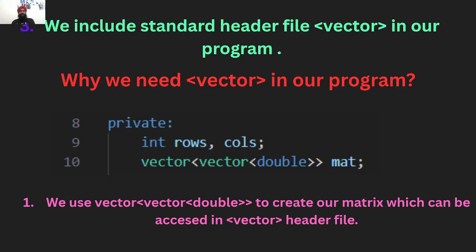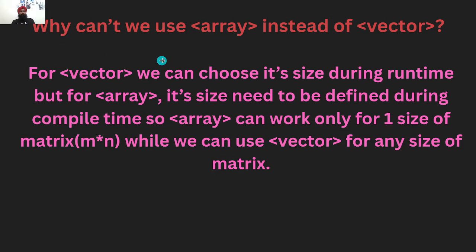Why can't we use an array? So the thing is, for vector, we can choose a size during runtime, but for an array, the size needs to be defined during compile time. So an array can work only for one size of matrix m cross n, while we can use a vector for any size of matrix.